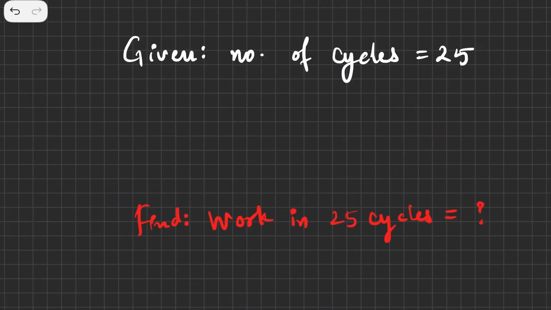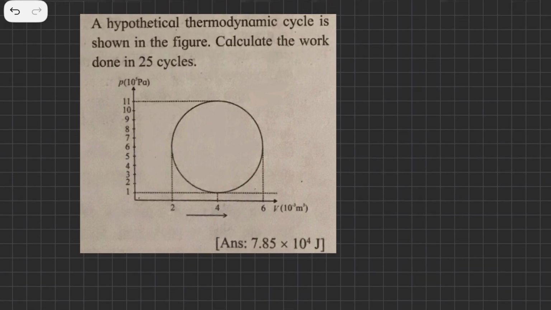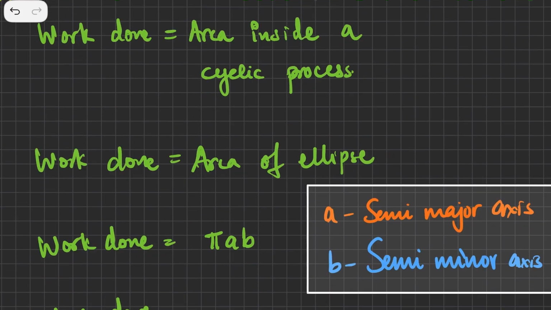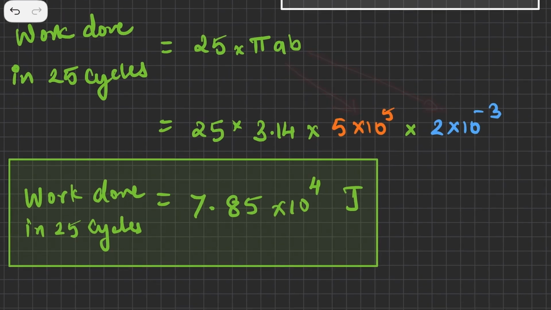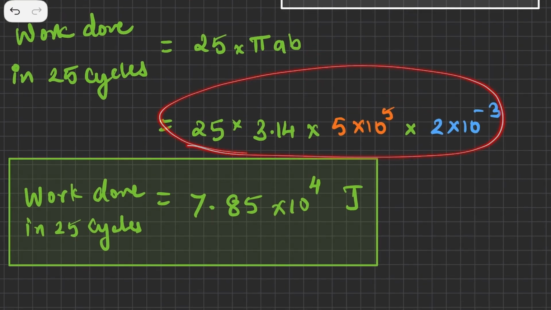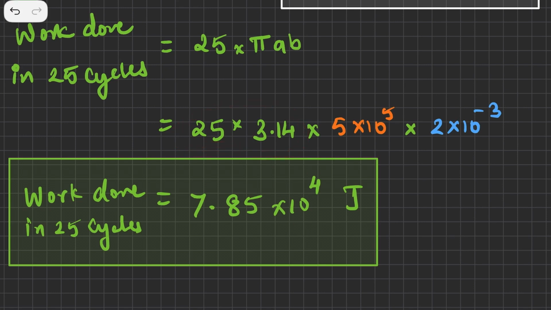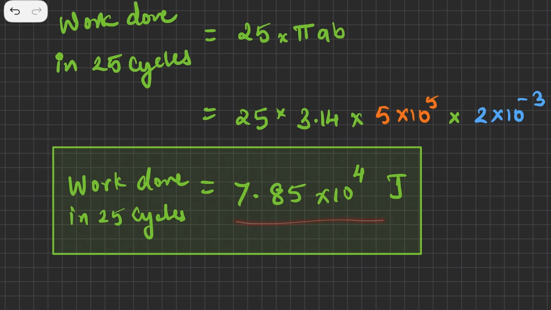Let's see how we get this. B is basically the horizontal axis, the minor axis. This is 6, this is 4, and 6 minus 4 is 2 into 10 raised to minus 3. So I have substituted these: in place of b we have this, in place of a we have this. Now it's just a matter of multiplication. You multiply 25 into 3.14, 5 twos are 10, and this is 10 raised to 5 and this is 10 raised to minus 3. You just add all the powers of 10, and you will get somewhere around 7.85 into 10 raised to 4 joules.